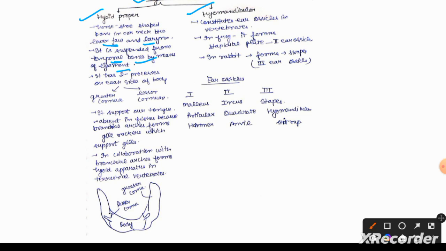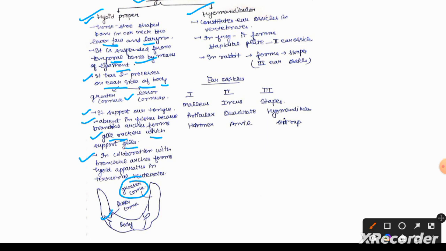Temporal bones are the bones of the chondrocranium. And it has 2 processes on each side of the body of the hyoid bone. First one is the greater cornua, and second is the lesser cornua. It supports our tongue, and it is absent in fishes because branchial arches are present there and they will form the gill rakers, as there are no lungs and there are gills covered by the operculum. These branchial arches form gill rakers in fish, which support the gills through which a fish respires.